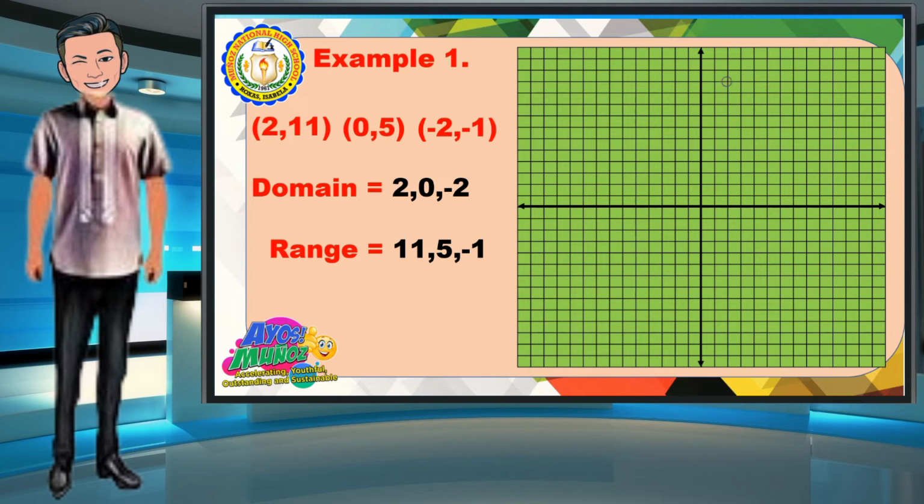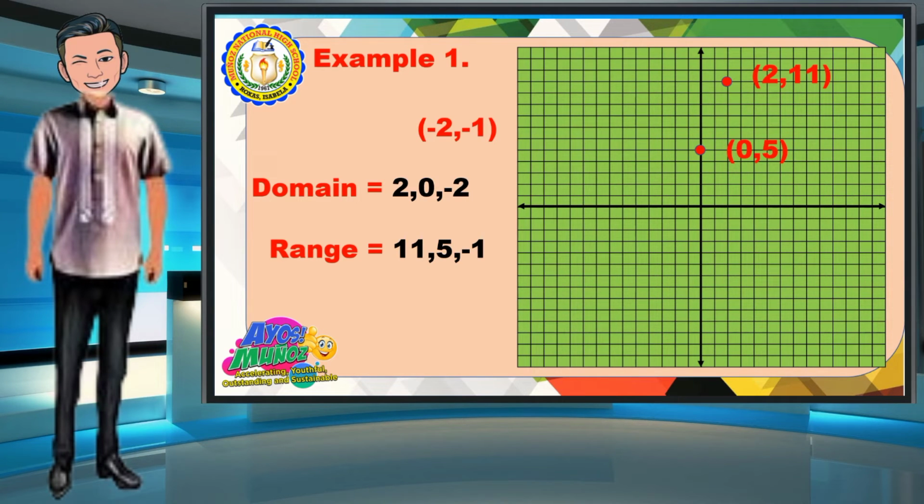First, we're going to plot the given point 2 and 11. So this point belongs to quadrant 1. This is the graph of 2 and 11. The second one, we're going to plot the given point 0, 5. The graph of the given point belongs to the y axis, since the value of x is 0.